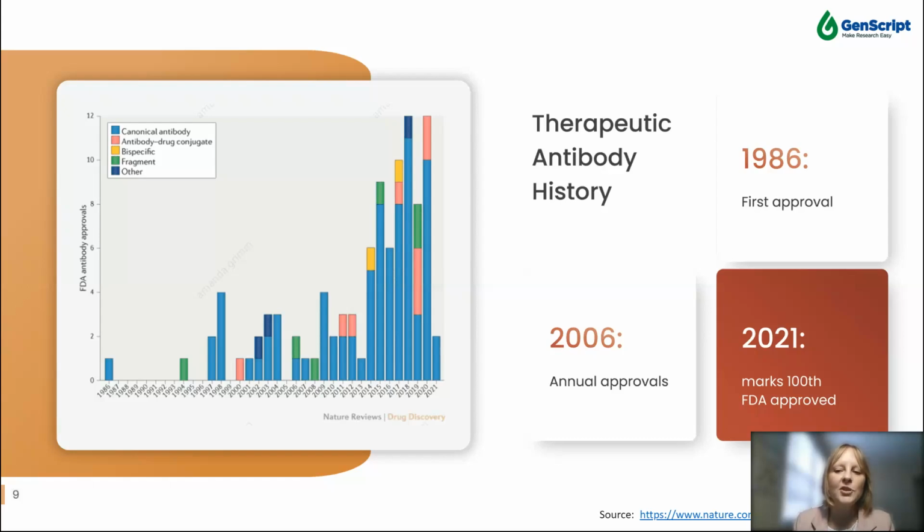As far as the history, the first approval of a therapeutic antibody was in 1986. There's a little bit of slow work, but a lot of research still happening in the antibody therapy space. What we see happening is by around 2006, we're starting to see more regular and annual approvals of antibody drugs. 2021 was a huge milestone for the 100th FDA-approved therapeutic, and that was our SARS-CoV-2 therapy treatment.